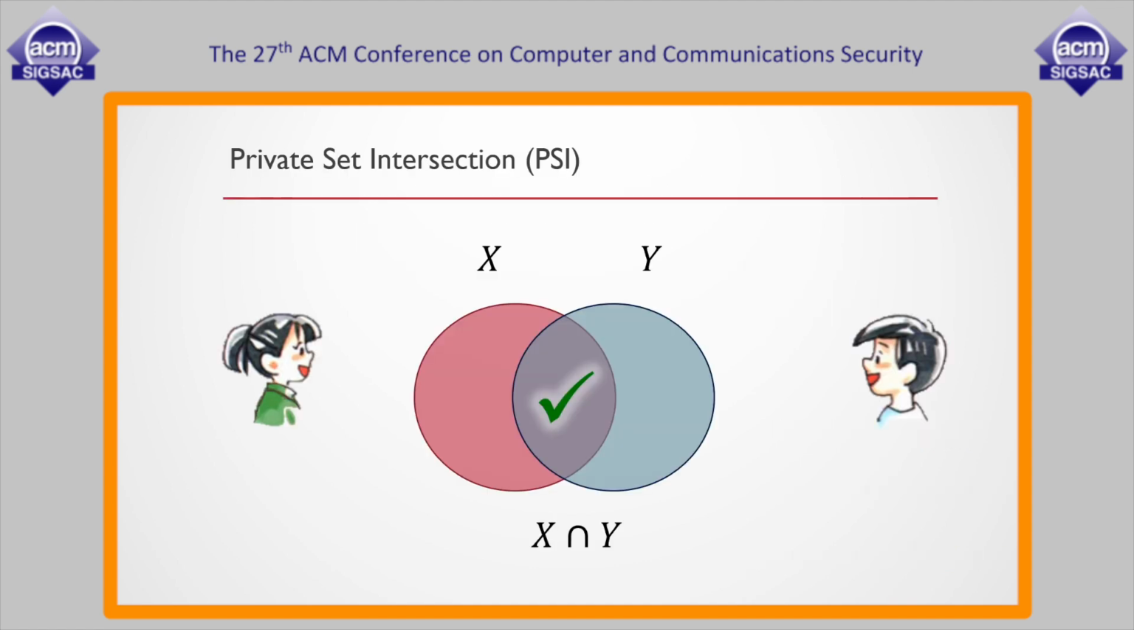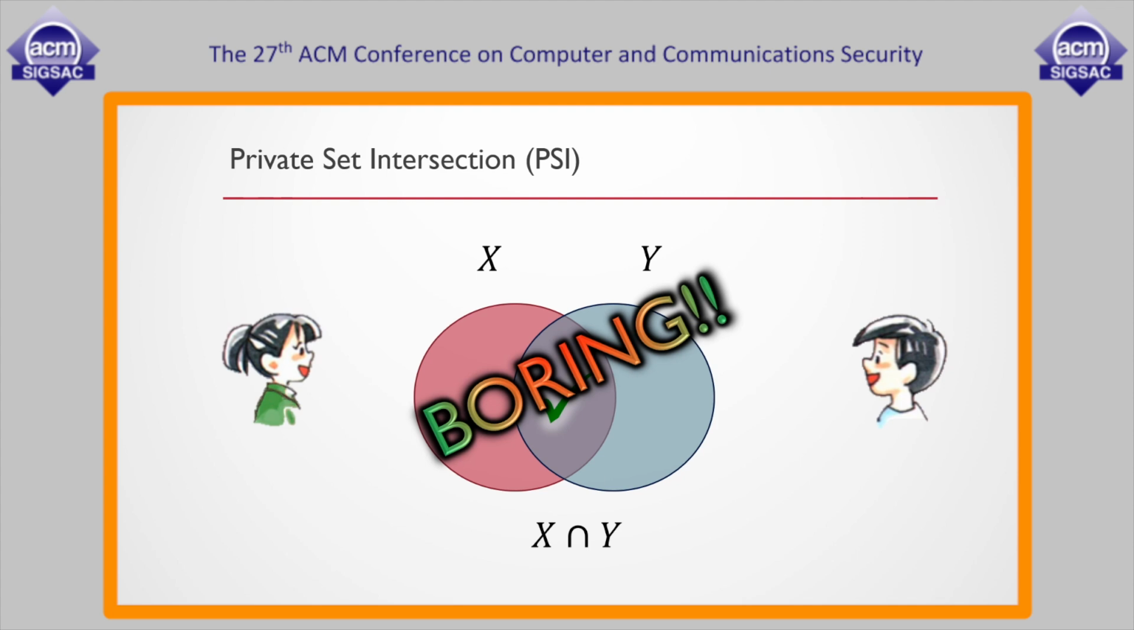So private set intersection typically refers to the problem where you have two sets, X and Y, and you wish to identify the items which are in the intersection, but you don't want to reveal items that are outside the intersection to either party. So in this case, Bob shouldn't learn the items that Alice contributes which are not in the intersection, and vice versa. But this problem's been around for a while, and we want to sort of spice it up.